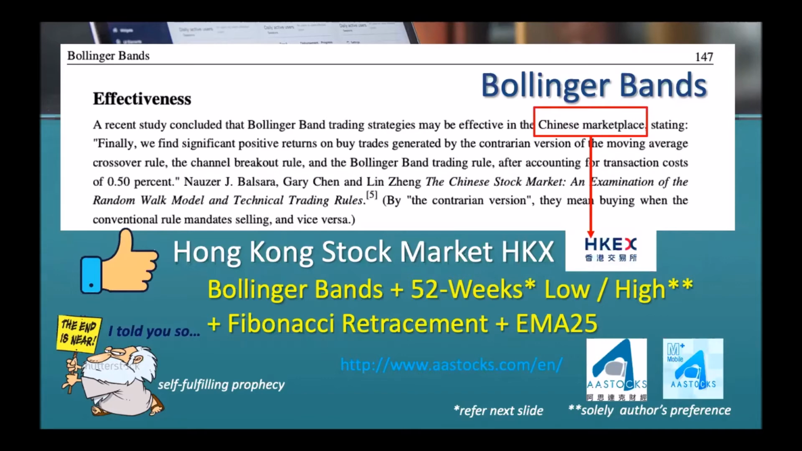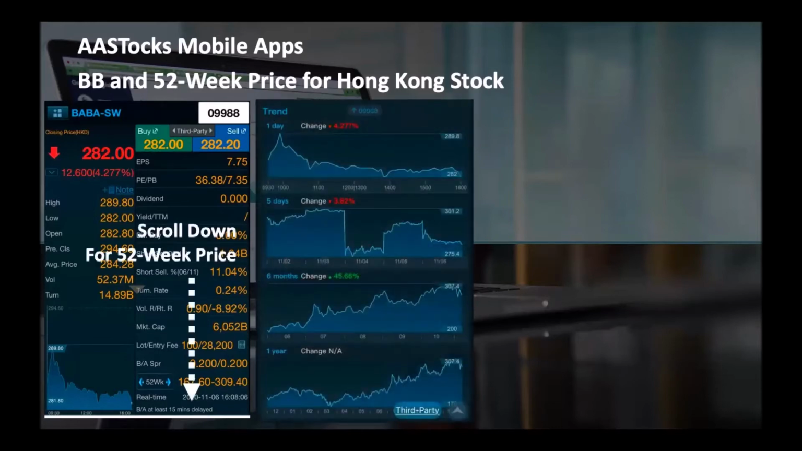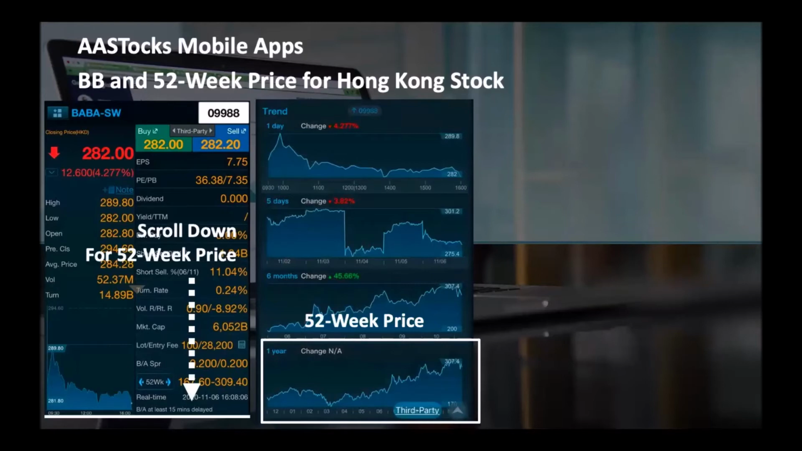And together with Fibonacci retracement and EMA 25. Okay, so for Hong Kong stocks, using the AA Stock mobile app to find the Bollinger Band at 52 weeks is very easy. You go to the app, scroll down, and it will give you the 1 day, 5 days, 6 months, and 1 year 52-week price. So you can compare. This Alibaba is now 307, which is quite high, but now it's dropping because the subsidiary cannot be IPO'd. Right?